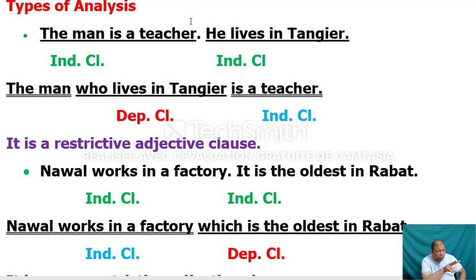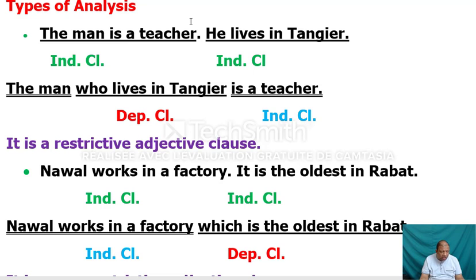In this case, both of them at the beginning are independent clauses. But once I want to combine the two, it becomes: the man, you move to the second clause, who lives in Tangier is a teacher. So who lives in Tangier is the dependent clause because it begins with a relative pronoun, which is who. The man is a teacher is the independent clause. Concerning the analysis, you are going to say just this sentence: it is a restrictive adjective clause. That's enough. Restrictive because we don't know who this man is that we are talking about. So we need who lives in Tangier in order to complete and to identify the man.